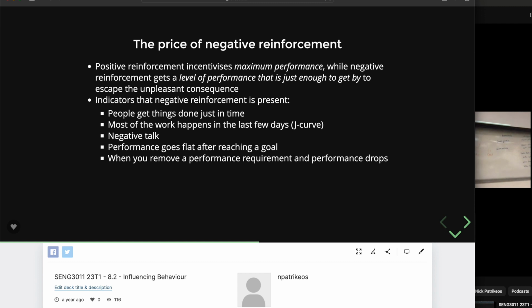And then the other one is when you remove a performance requirement and then performance drops. So for example, you've got a bunch of students working on a worksheet in the classroom. The teacher leaves the classroom and they all start talking to each other and throwing stuff around, and they don't keep doing the worksheet. The worksheet probably wasn't that interesting and wasn't positively reinforcing, because the only thing keeping them from doing that anyway was just the teacher being there. As soon as the teacher leaves, you're gone.